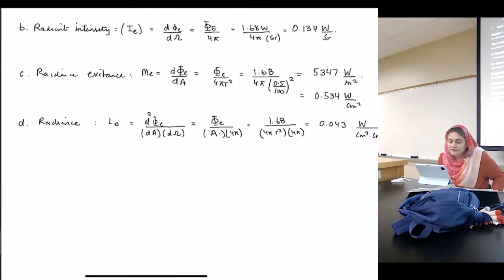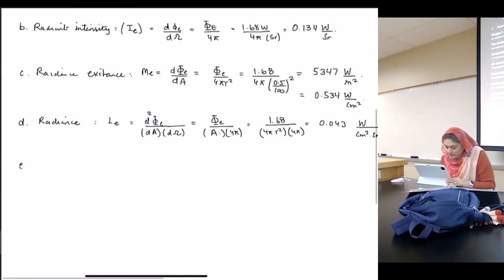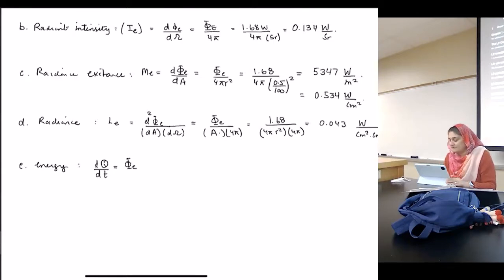Number E, the amount of energy in joules radiated in 5 minutes. Okay, so now let's go back to what we knew. The amount of energy, part E, energy, Q. So we know this, right? dQ over dt is phi E. So I am looking now for Q E, which will just be phi E times time.